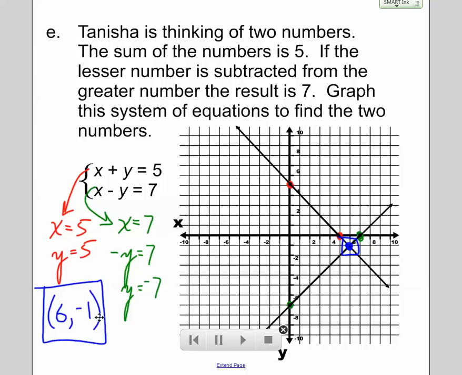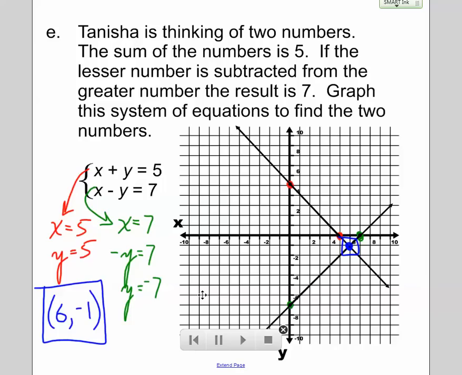Okay, and does that work? When you add those two up, do they equal 5? Is 6 plus -1 5? Yes, 6 plus -1 is 5. And when you subtract -1 from 6, do you get 7? 6 minus -1, or 6 plus 1? Yes, that's 7. So that is the only pair of numbers that when added together equal 5 and when subtracted from one another equal 7. And we did that by graphing the two lines and looking for where they cross.